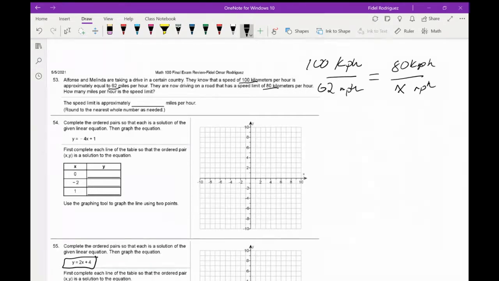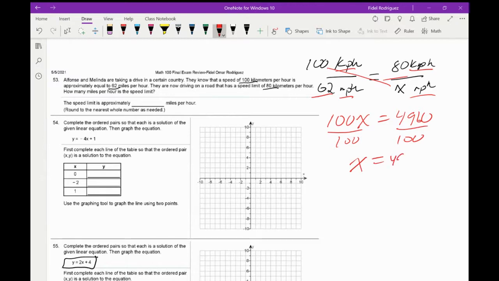The one thing that's really important is that kilometers per hour and kilometers per hour should be going like that, and miles per hour and miles per hour should be going there. So now let's cross multiply. 100 times x is 100x. And 62 times 80, let me get my calculator, is 4960. Then we divide both sides by 100, and I'm coming up with 49.6. Right here, I want you to notice it says round to the nearest whole number. So 49.6, I would say that's going to be 50 miles an hour.